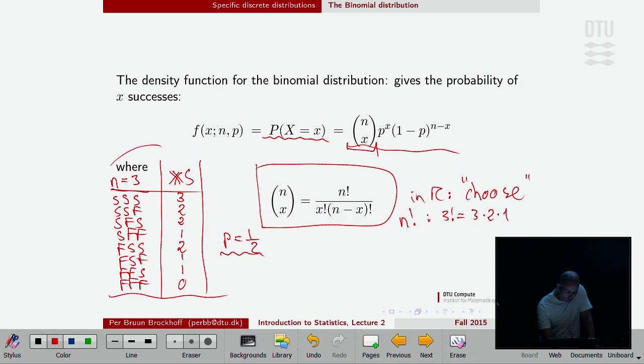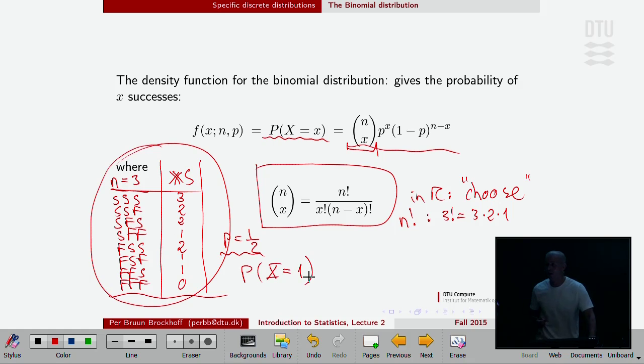If I should use this table to put the probability of seeing, for instance, exactly one success among these 8 possible outcomes, well, then I would say I should have a success 1 time. I should have a failure 2 times. This is the independence of events that I use here. 1 time success, 2 times failures.